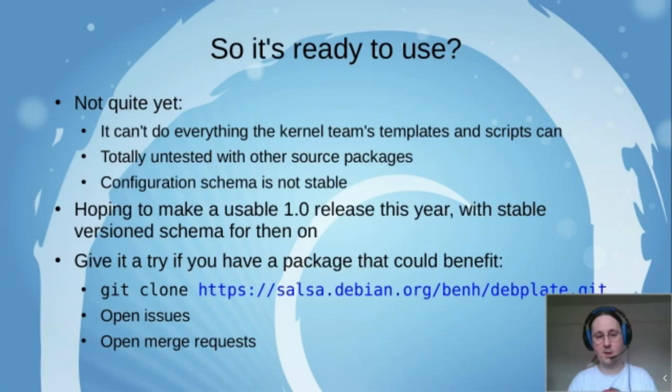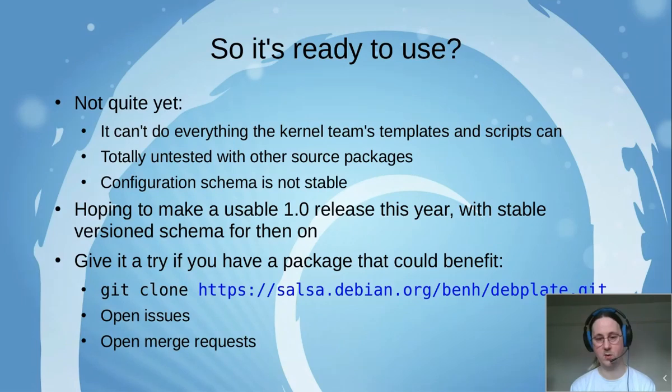My hope is that I'll be able to get to a 1.0 release this year, which will be usable for the kernel team and in other packages. And at that point, the configuration schema will be stabilized. From then on, I'm intending to use versioned schemas similar to debhelper compat levels. So if any incompatible changes are added later, they'll be opt-in.